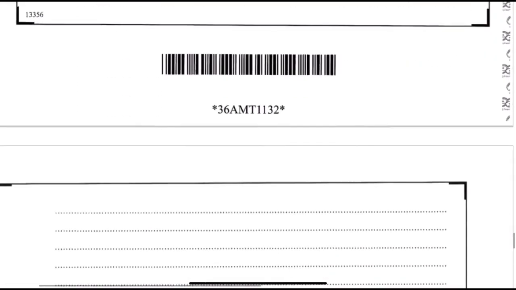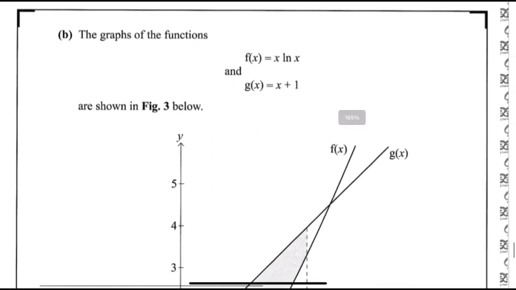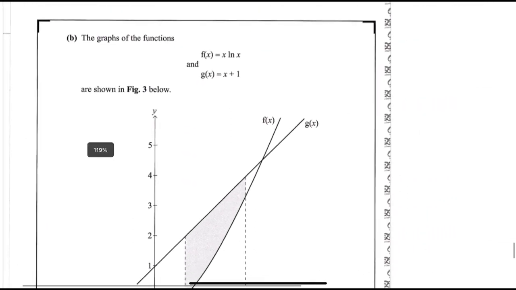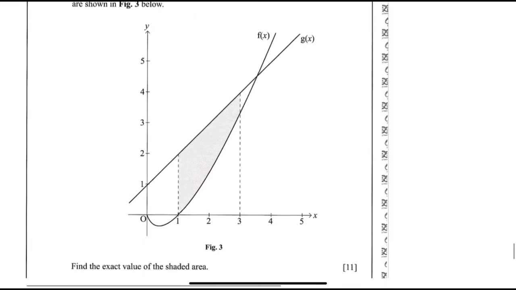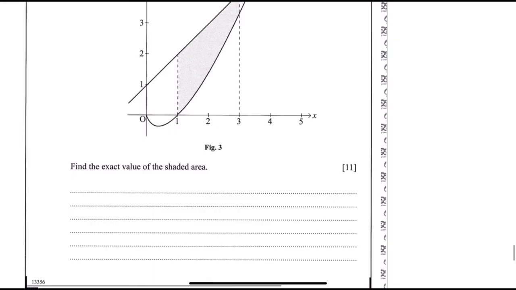Okay, last question, I think it is. Here we are. It says the graph of the functions, f of x is equal to x ln x. Very, very common exam question. You've got to integrate a ln x or some form of it. And g of x is equal to x plus 1, are shown in the figure below. Find the exact value of the shaded area.